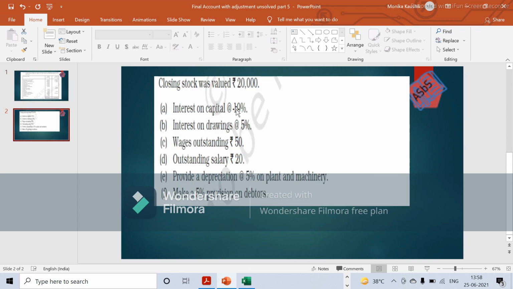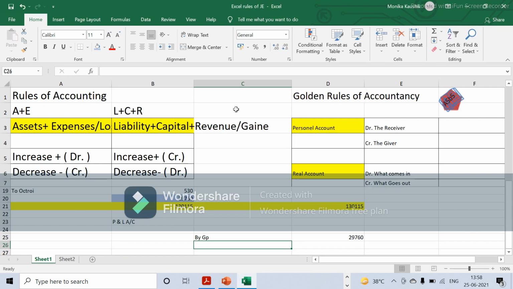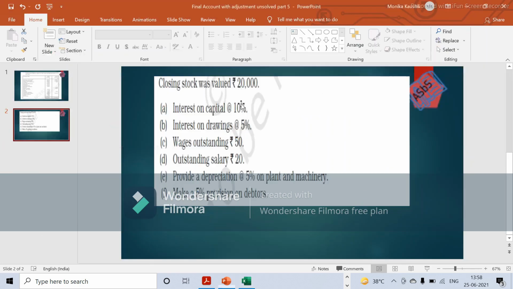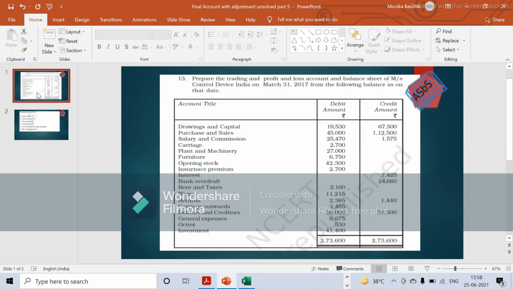Interest on capital. Capital is always what? Capital is always a credit balance. So interest on capital is our expense. That will be my debit. Profit and loss account, to interest on capital. That's an expense for the business. We will have to pay interest also to the proprietor on the capital. So 10% interest on capital.